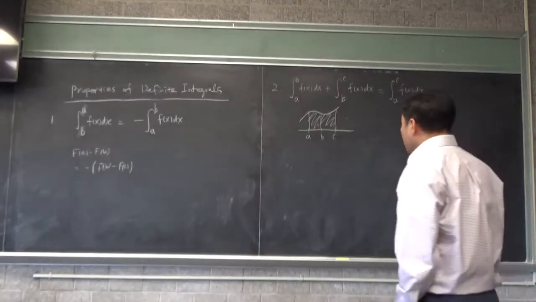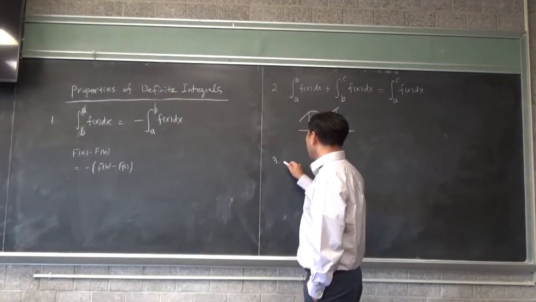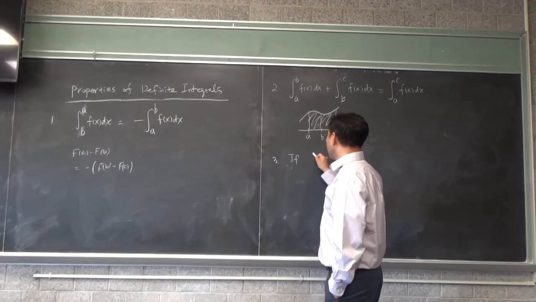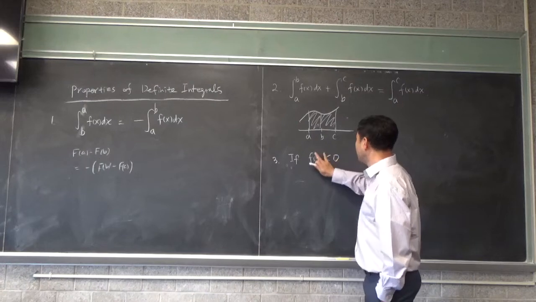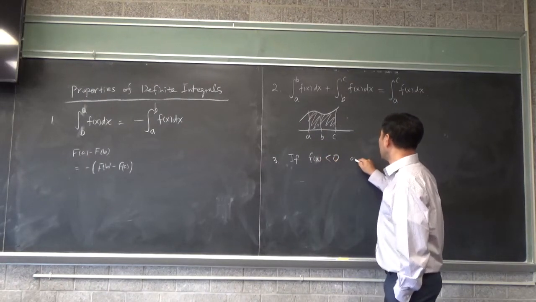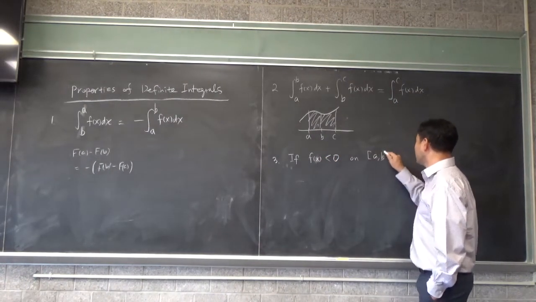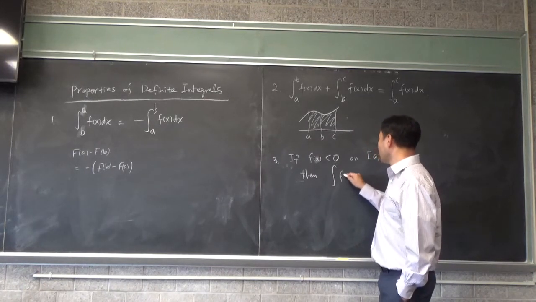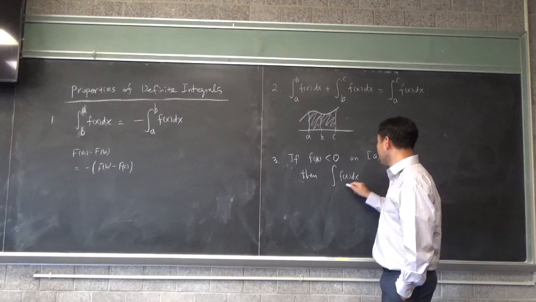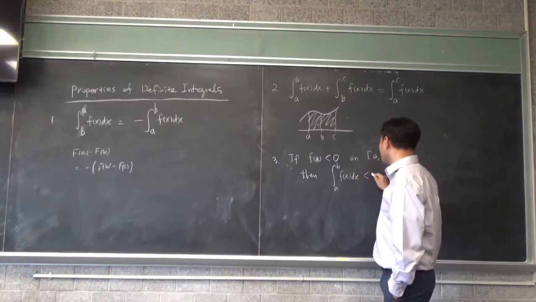And a third one is that if f of x is negative on A to B, then the integral of f of x dx from A to B would be negative.